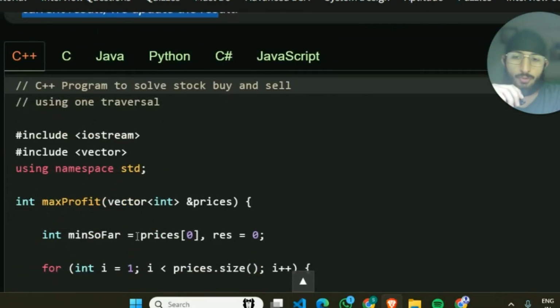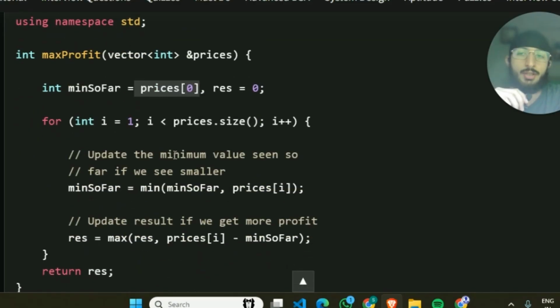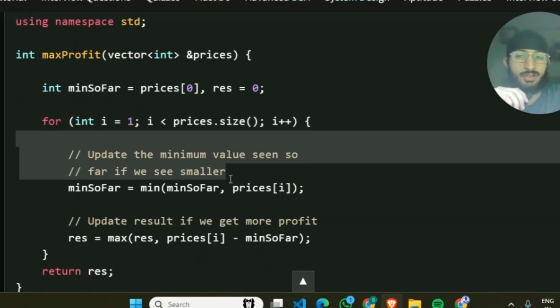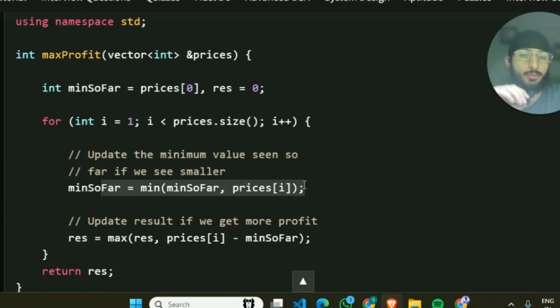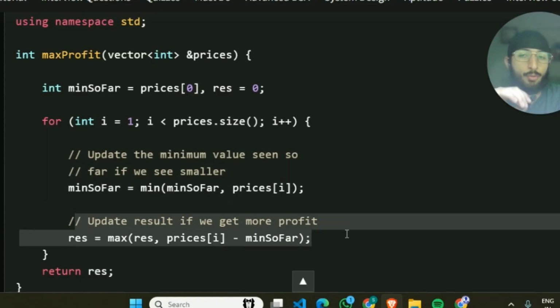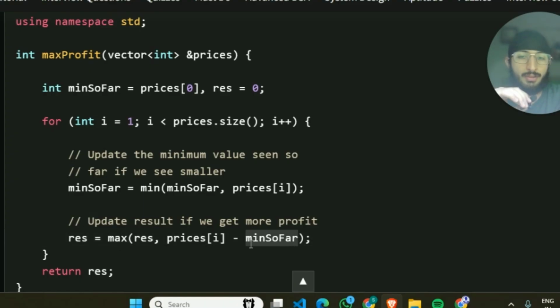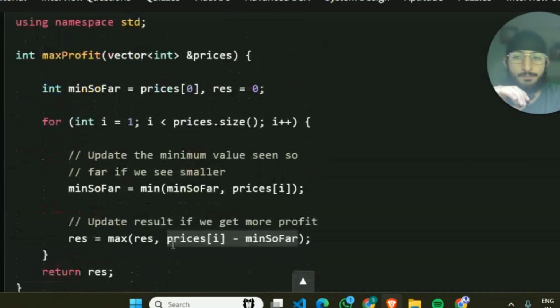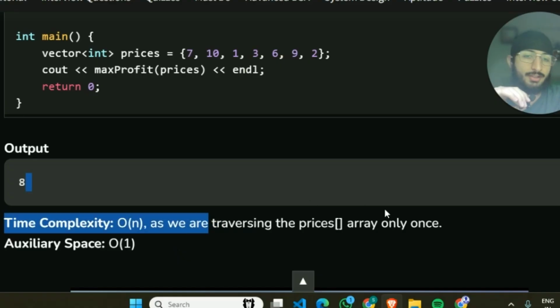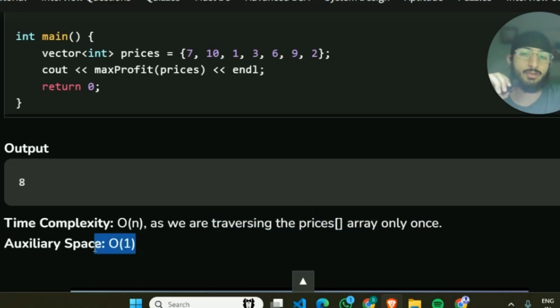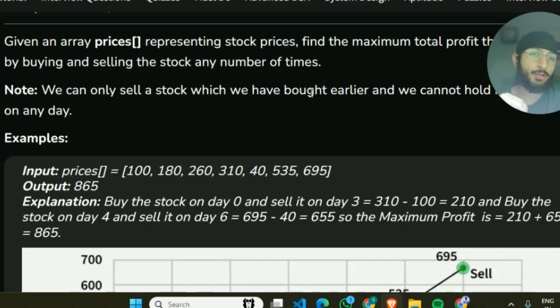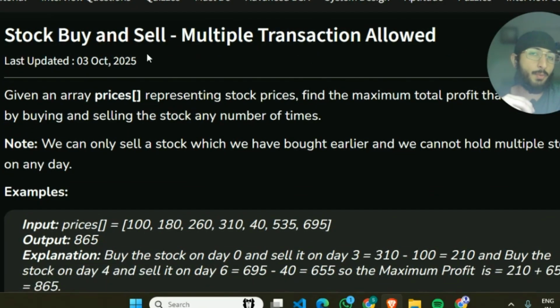So how it goes is, minimum so far is set to prices of 0. Then for i equal to 1, i less than prices.size, i plus plus, we update the minimum value seen so far if we see a smaller value, and update the result if we get more profit. So get the maximum of the difference between prices of i and minimum so far. This takes O of n time complexity, as we are traversing the prices array only once, and auxiliary space O of 1.